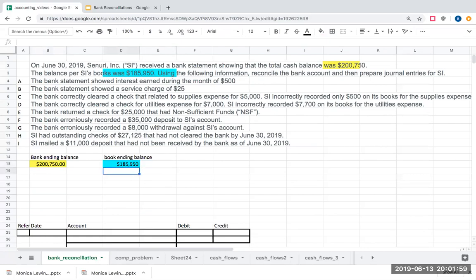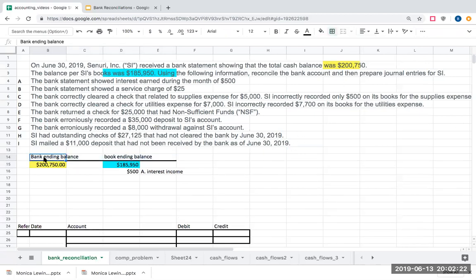So over here on my books, I'm going to show a positive amount for $500. And I'm going to call this interest income. That's going to be increasing my book balance. Now note, when the bank statement shows interest, that's already computed into this balance here. I therefore need to show this as an increase on my books.